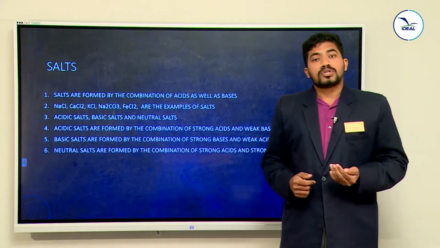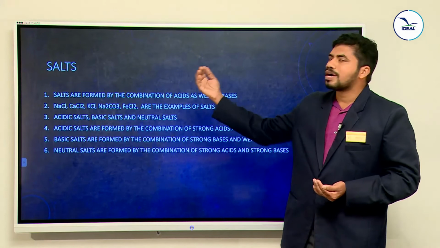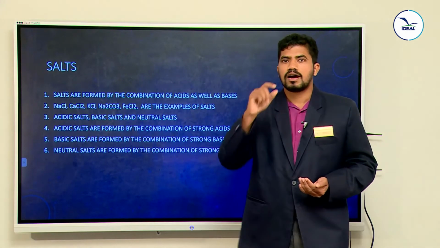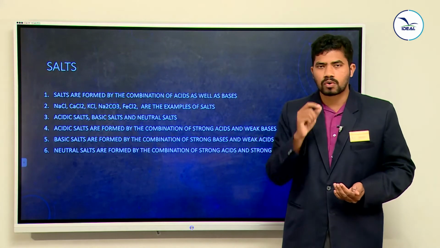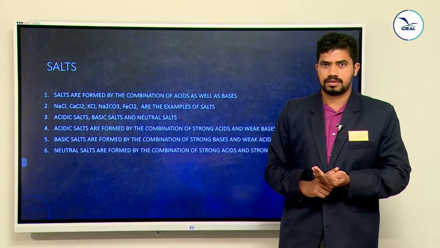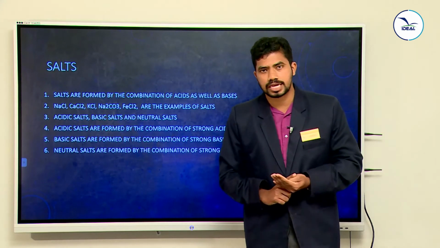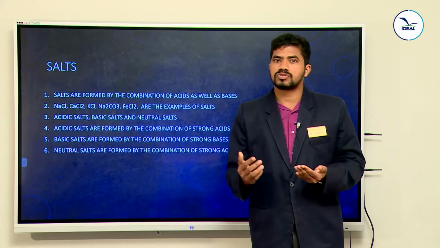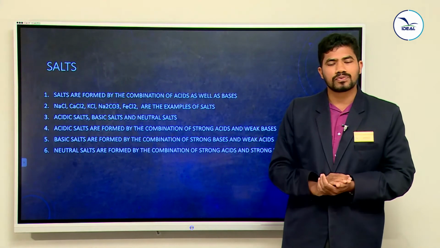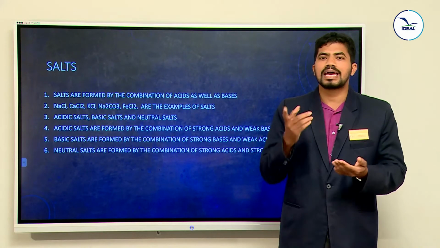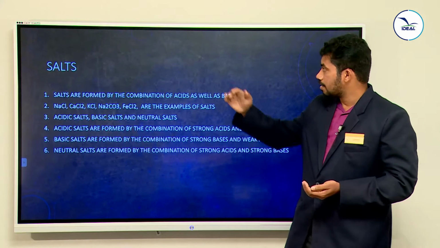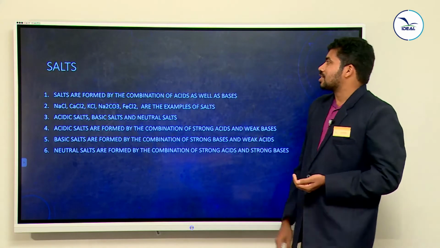As an introduction, I want to discuss with you salt. Actually, salts are formed by the combination of acids as well as bases. It's called a neutralization reaction. In our chemistry textbook, in the second chapter, it is the first chemical property of acids and bases. Whenever acid is combining with the base, we will get salt.